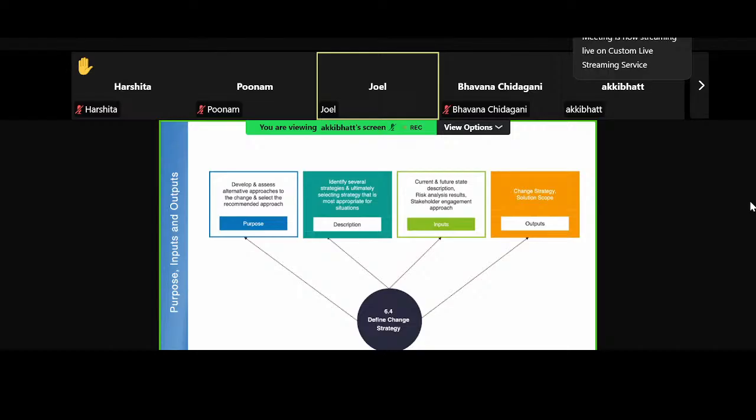Hi Ankit, Joel here. Have you used business model canvas as a technique ever in strategy analysis? I would say yes and no. But is there any specific thing that you wanted to find out?